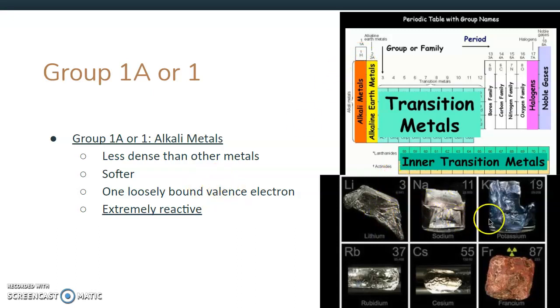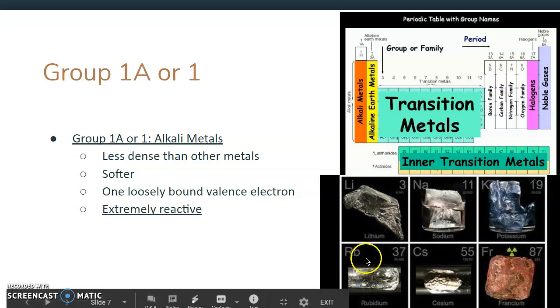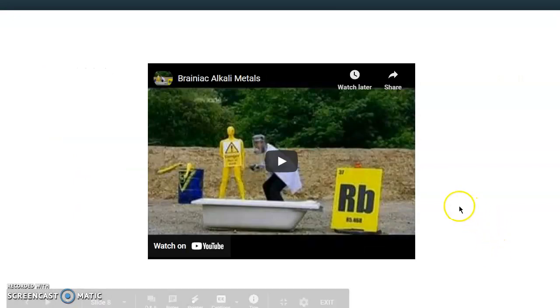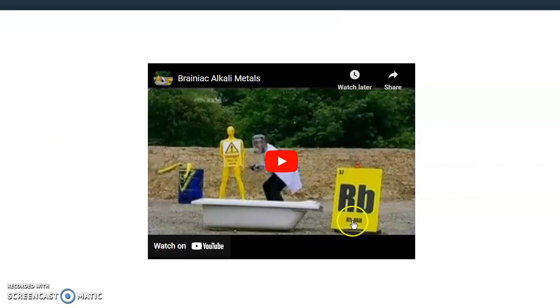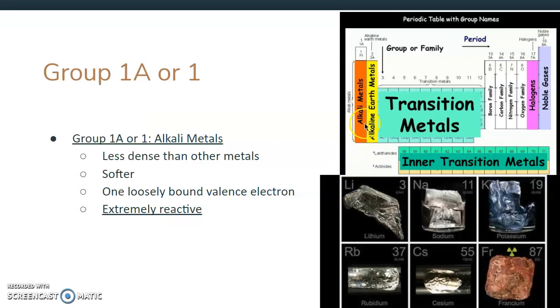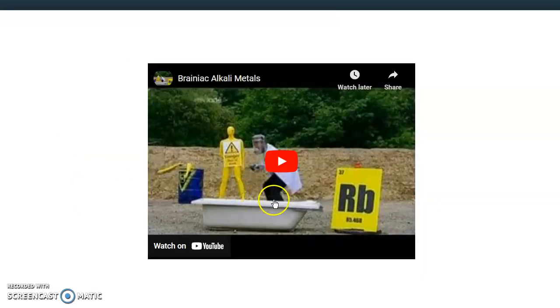This is what some of them look like: lithium, sodium, potassium, rubidium, cesium, and francium. I have another video for you guys to watch. This one is really cool. When I say extremely reactive, this is an example of what I mean. This is different people putting different alkali metals in water, and then they see the reaction.